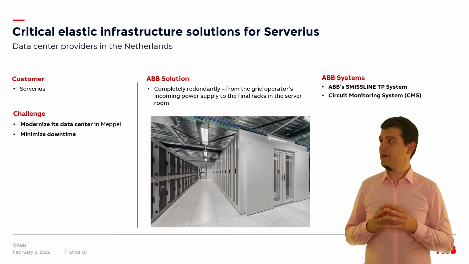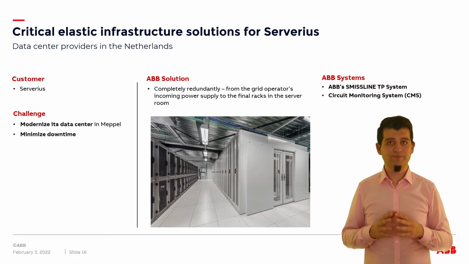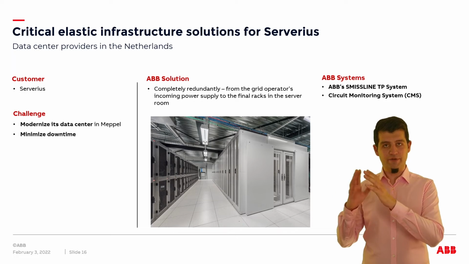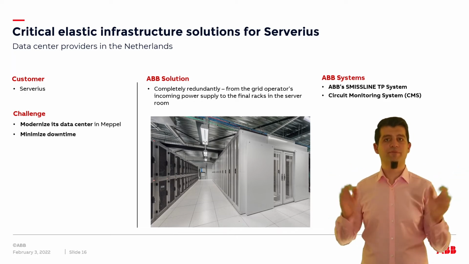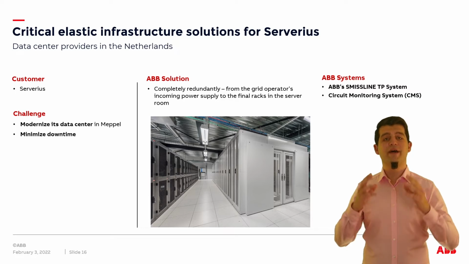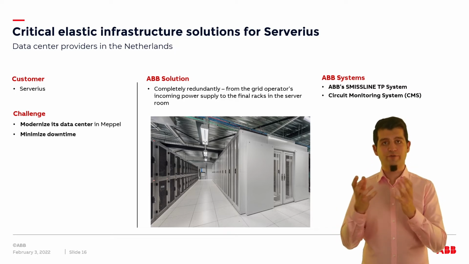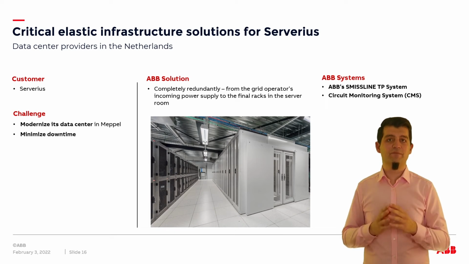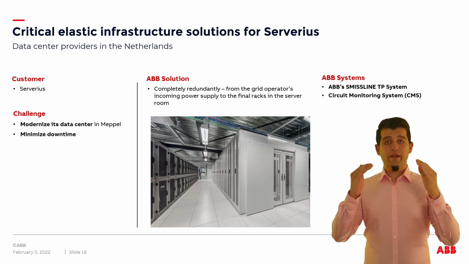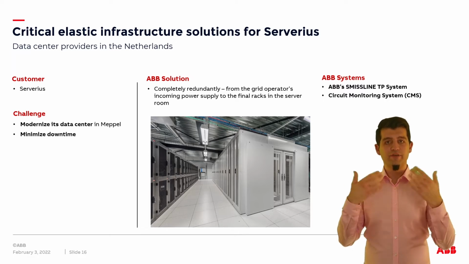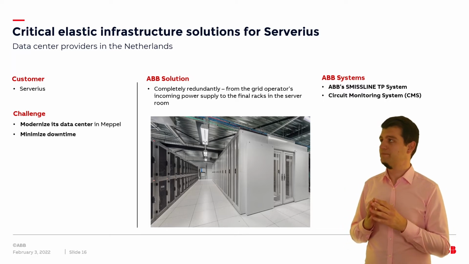One was to modernize its data center in Meppel. Siberius operates 2 data centers located between the largest internet backbones of Amsterdam and Frankfurt. So modernize its data center in Meppel, ensuring that it's fully equipped for further expansion and to meet the ever-increasing demands of its customers, of course, while minimizing the downtime for existing customers and achieving a higher level of quality.